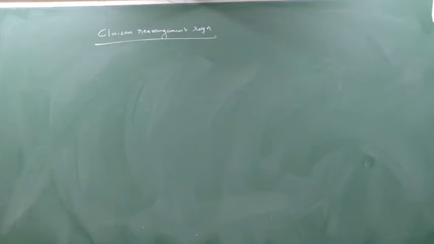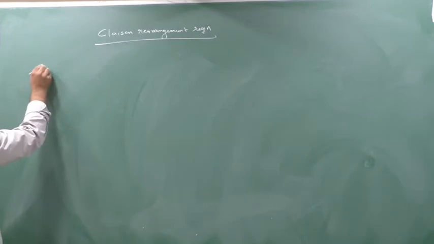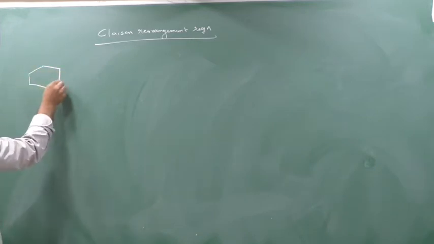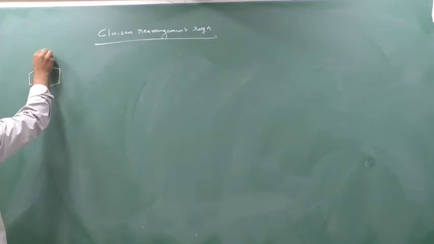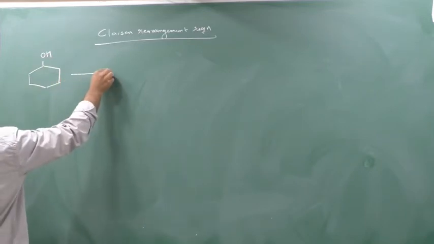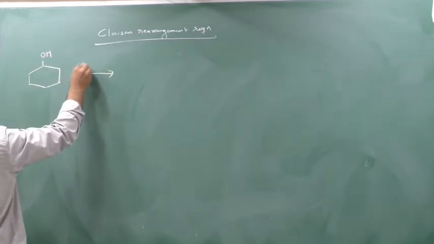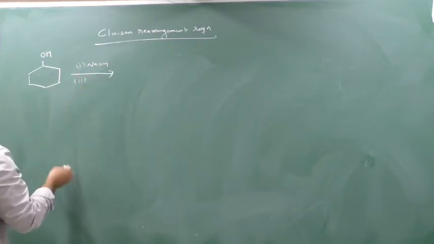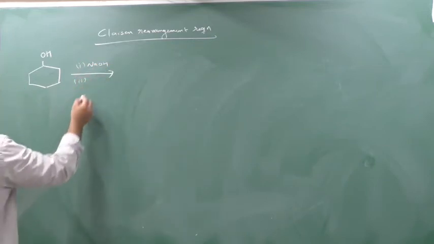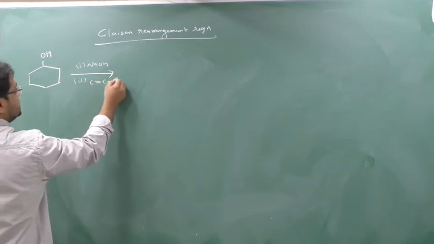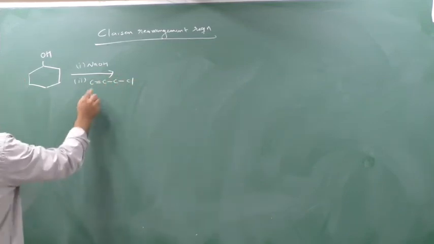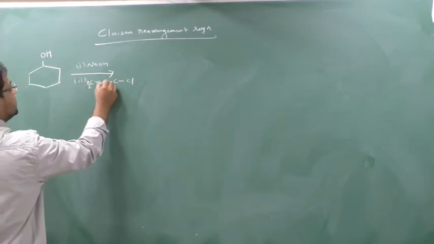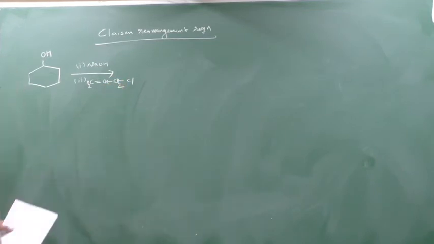See, if in the question they give you the phenol, and first they write NaOH, and second they write allyl chloride. Now allyl chloride means what? C double bond C C Cl. This is allyl chloride. So 1 2 3, this is nothing but allyl chloride.